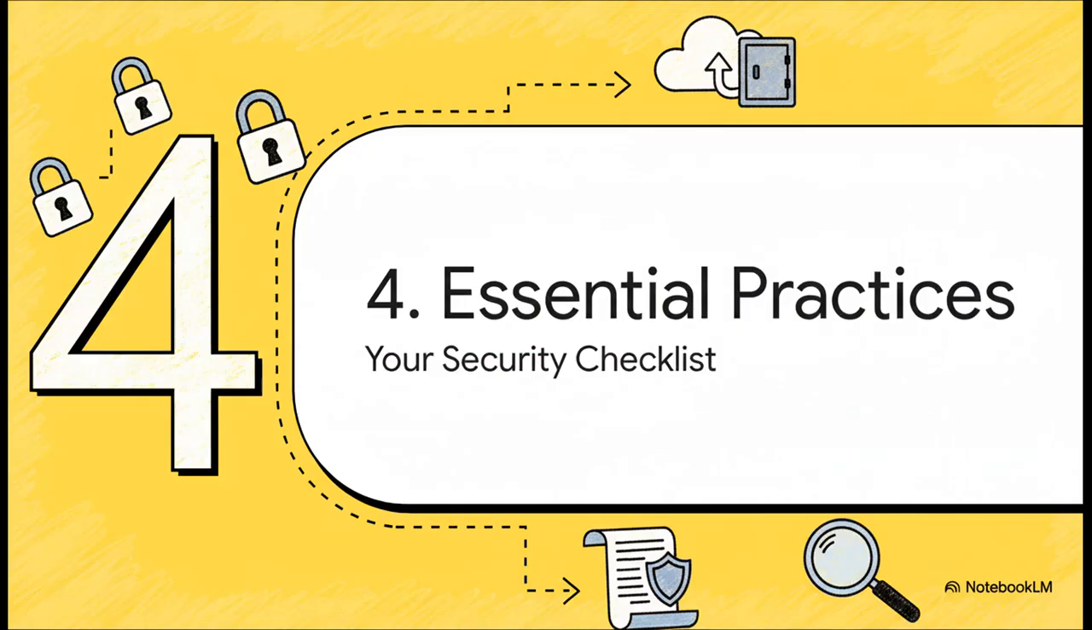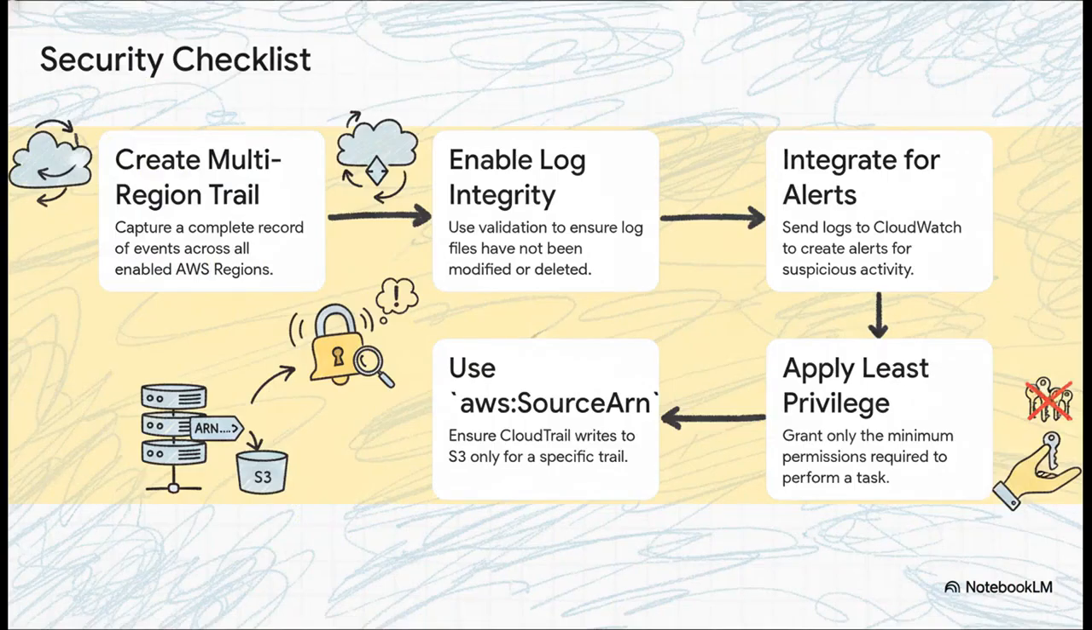All right, we've gone through the theory, we understand the components, now let's get practical. Here is your actionable 5-point checklist for a rock-solid AWS audit trail. First up, make it a multi-region trail. This gives you visibility even if an attacker is trying to work in a region you don't normally use. Second, enable that log file integrity. That's your digital proof against tampering.